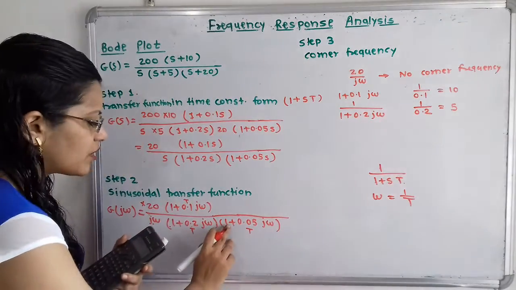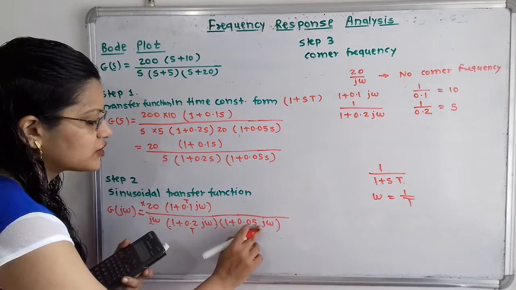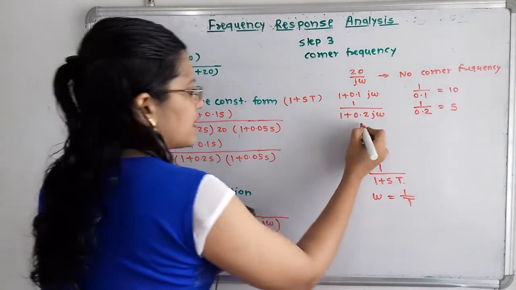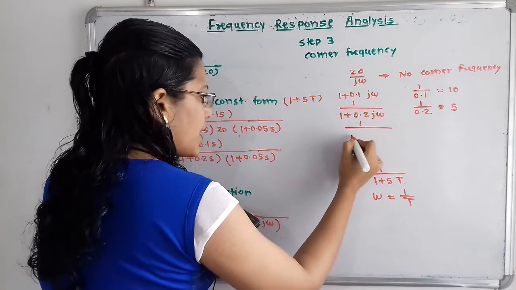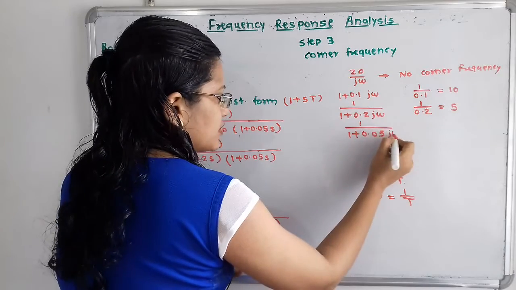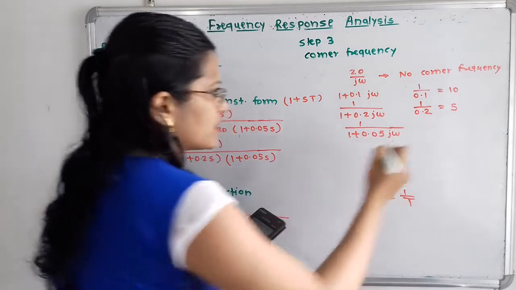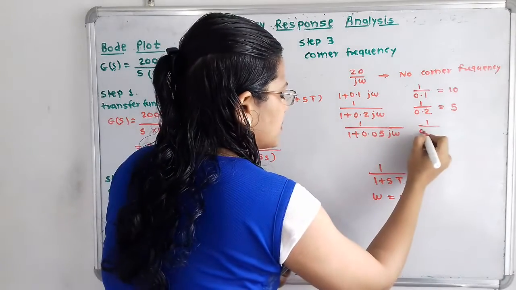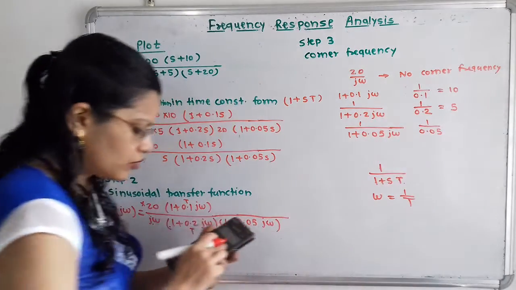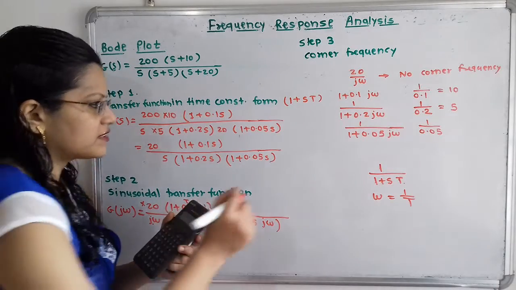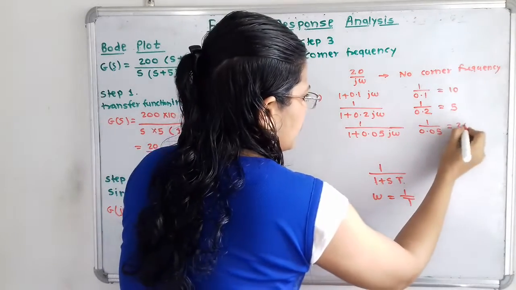Then for the next term, 1 plus 0.05 j omega, this is in the denominator, so I will write 1 divided by 1 plus 0.05 j omega. For this corner frequency, again I will write 1 divided by 0.05. With the help of a calculator, I will write it as 20.